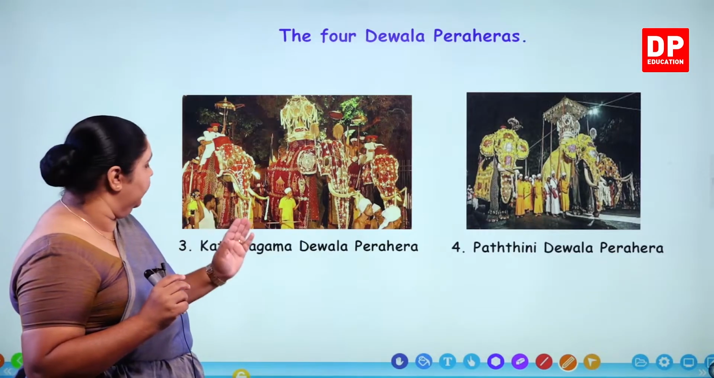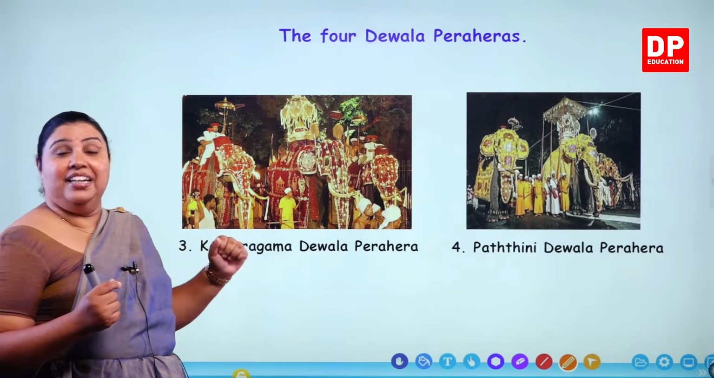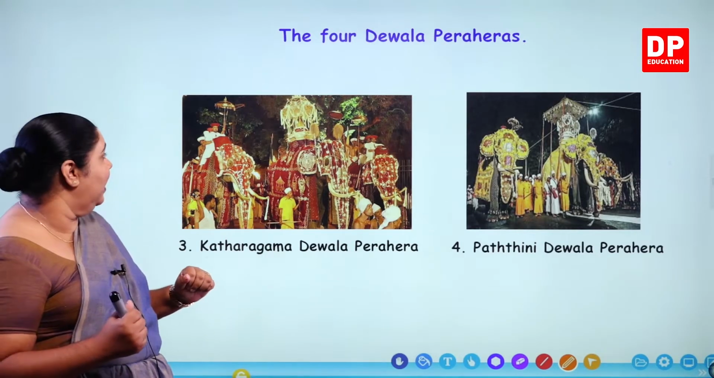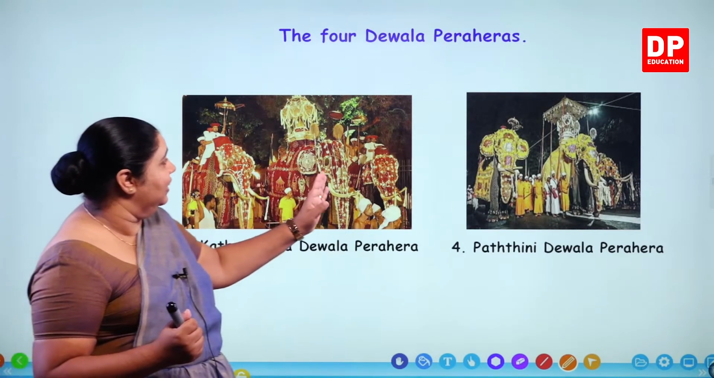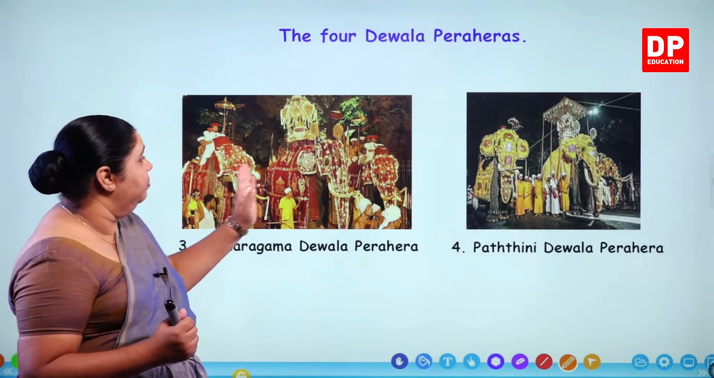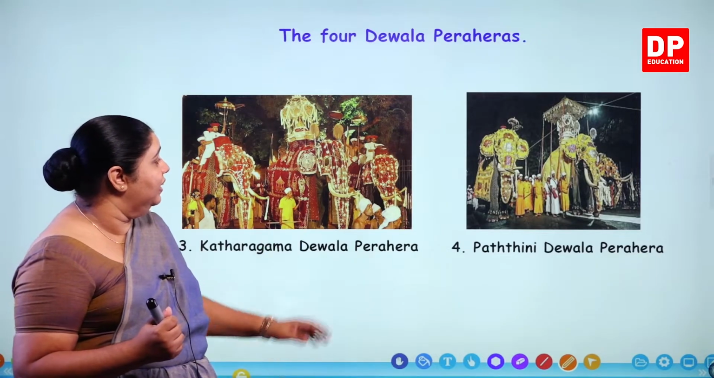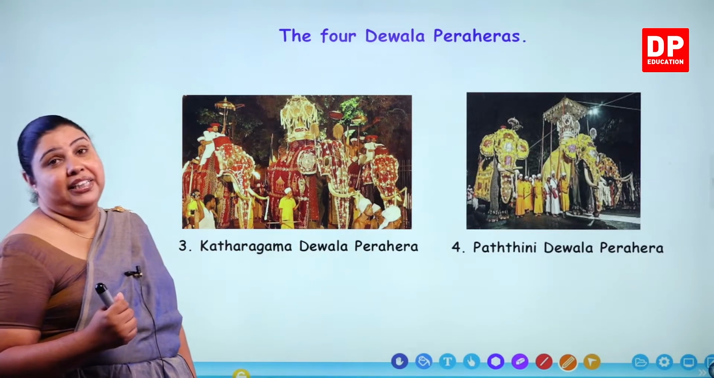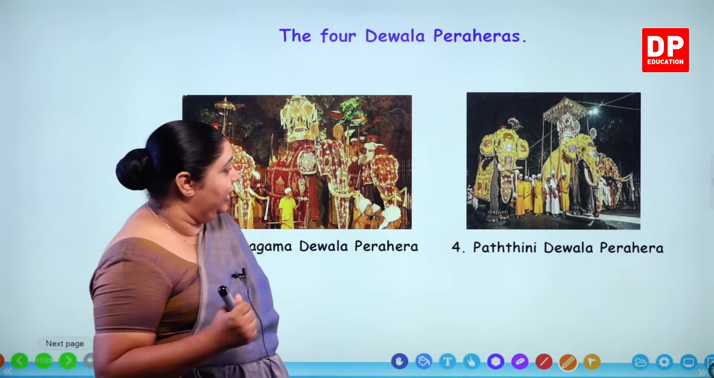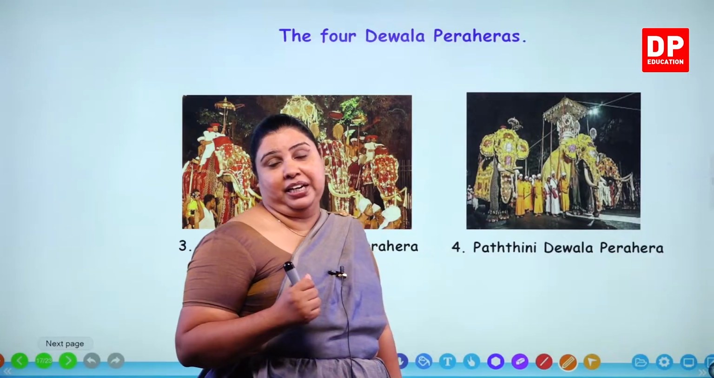Then we have the Kataragama Devala Perahera. This is the Kataragama Devala Perahera, which comes brightly dressed in bright red color. Red is the Kataragama Devala color, and you can see the Tuskers coming like this with the Karanduwa, and then you have the beautiful elephants along with the main elephant who comes like this, the main Tusker who carries the Karanduwa like that.